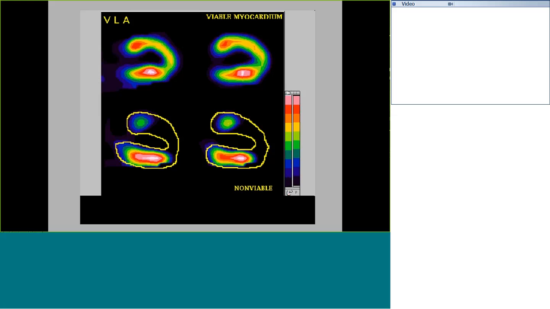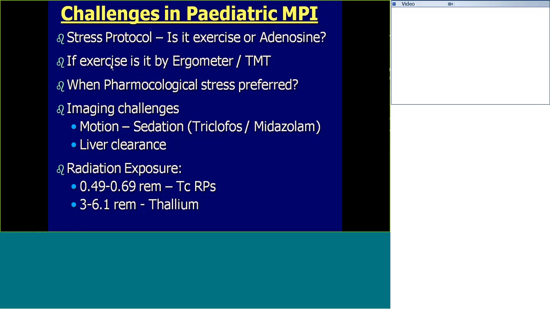So coming to the challenges in pediatric MPI, why is myocardial perfusion imaging in pediatrics not being widely performed? That is because of a lot of problems from our side also with children. We really don't know what stress protocol we have to follow, whether it is exercise or adenosine.